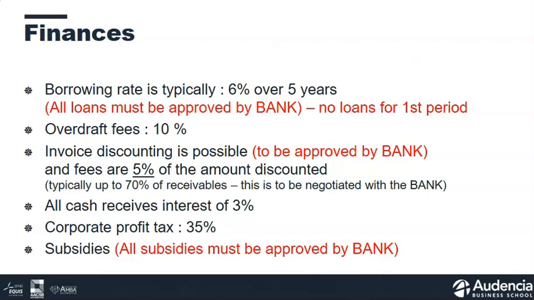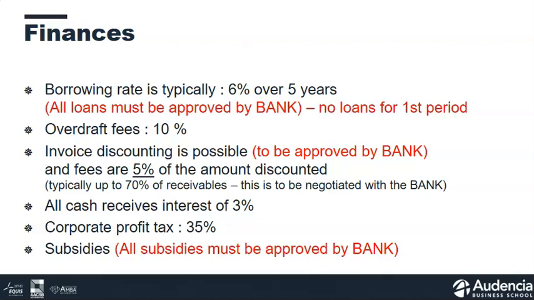Basically, if you have customers that owe you money, the bank can give you the money that they owe you, and the bank can go out and collect from your customers. To do that, they charge you 5% of the total amount your customers owe. And we should note that we can discount up to 70% of receivables. This is what you would negotiate with the bank: the percent of your receivables you want the bank to go out and collect and to give you cash right away.